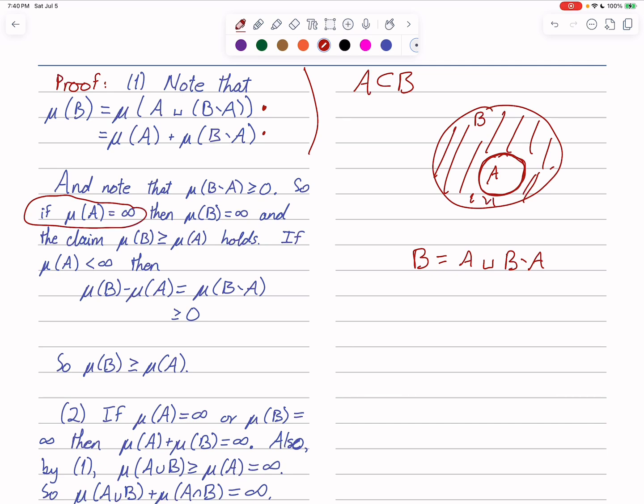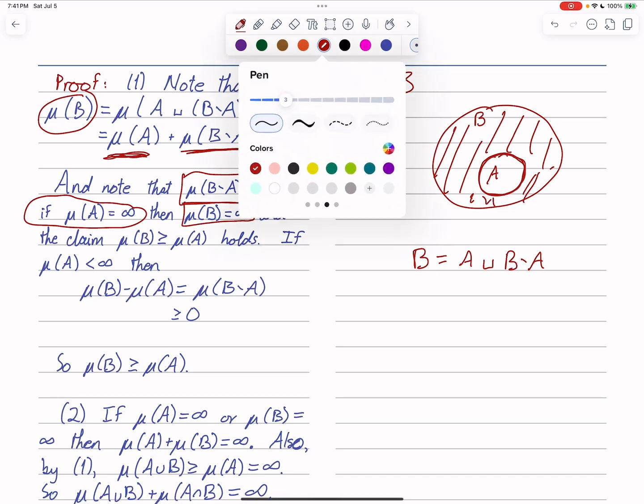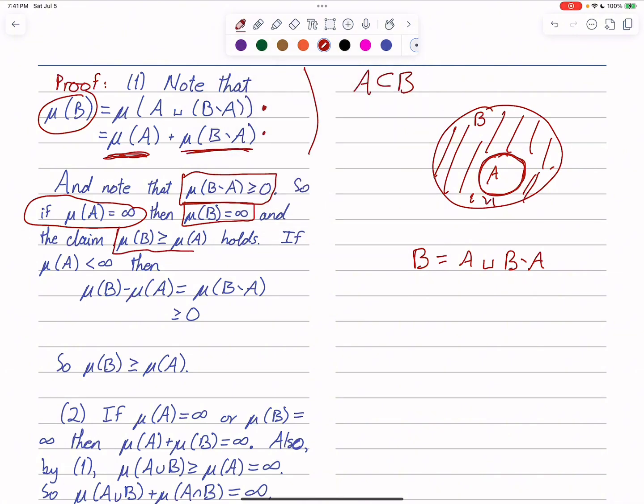So let's first consider the possibility that mu A is infinity. If mu A is infinity, that means this term here is infinity. This term here is a non-negative quantity, and so when you take infinity plus a non-negative quantity, you get infinity, which is to say that this is all y. Mu B must be infinity in this case. Altogether then, mu A and mu B are both infinity, they are equal, and therefore the greater than or equal to claim holds.